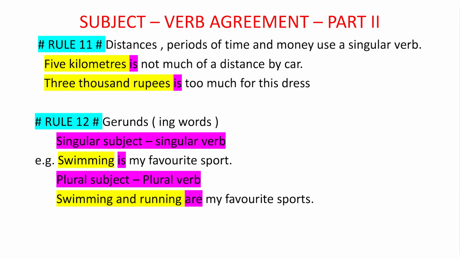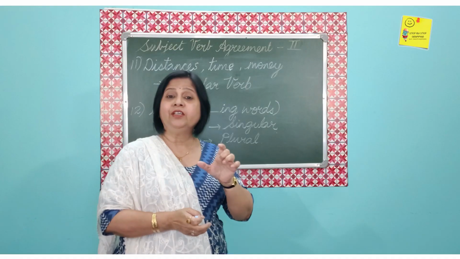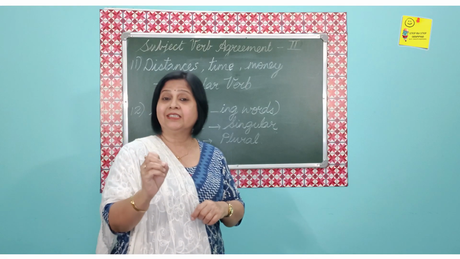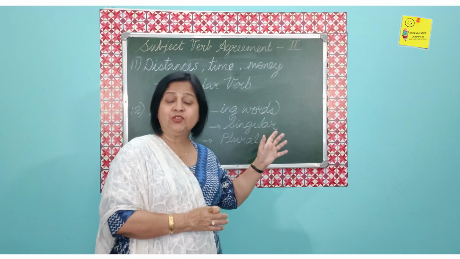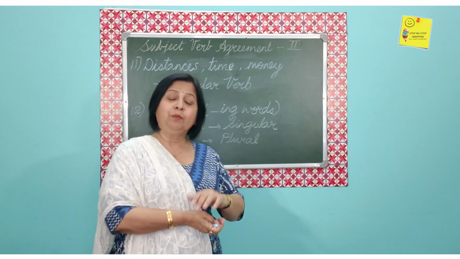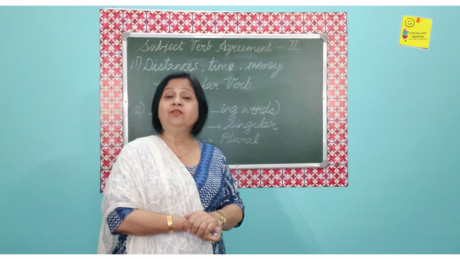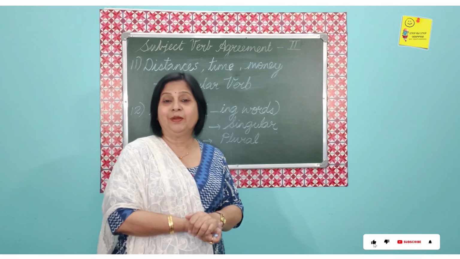For example, swimming is my favorite sport. Swimming, just one, we are talking about one sport, so we use is. And if we have 2 gerunds in the same sentence, for example, swimming and running, so one is swimming, one is running, are my favorite sports. So we used are, that is the plural verb. So these were the 6 rules that we covered today, 6 in part 1, total 12 rules for subject verb agreement.